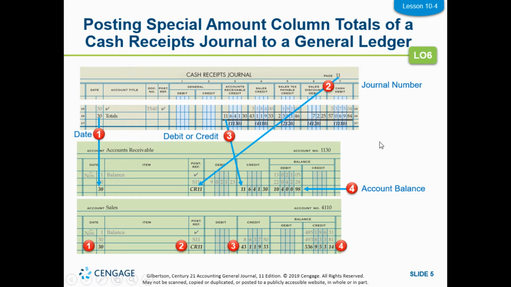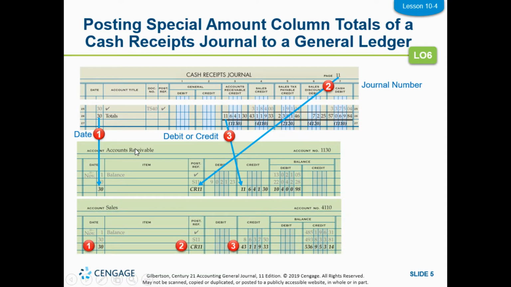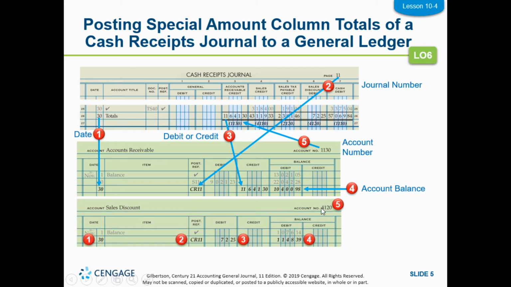And then finally, we go back and post our account numbers, 1130 and 4110 up here. Then they rolled in sales tax payable, and we did the same thing, 2120. Then we rolled in 4120 up here. And again, we created a new balance each time.